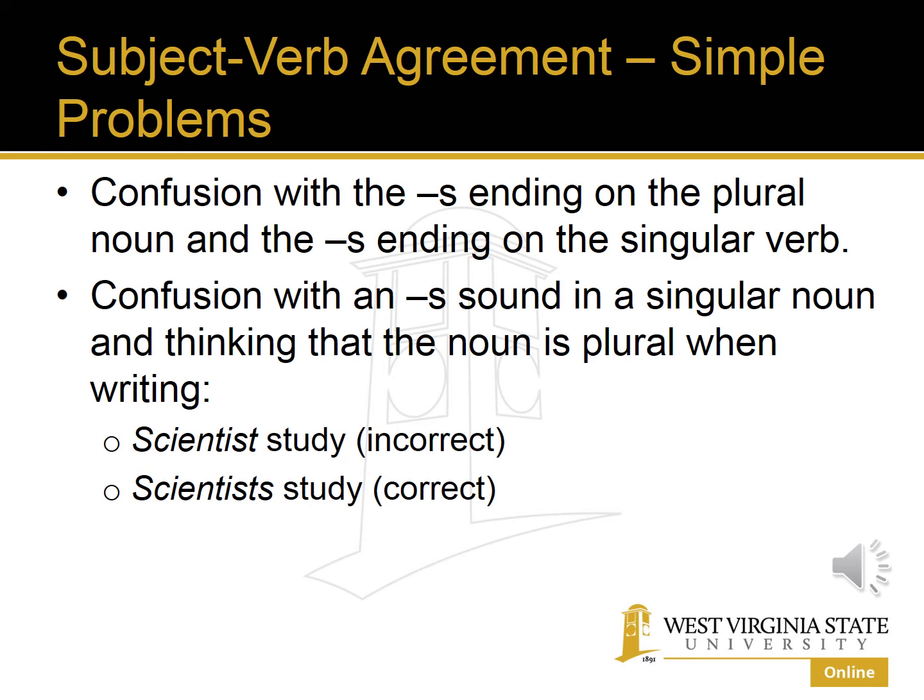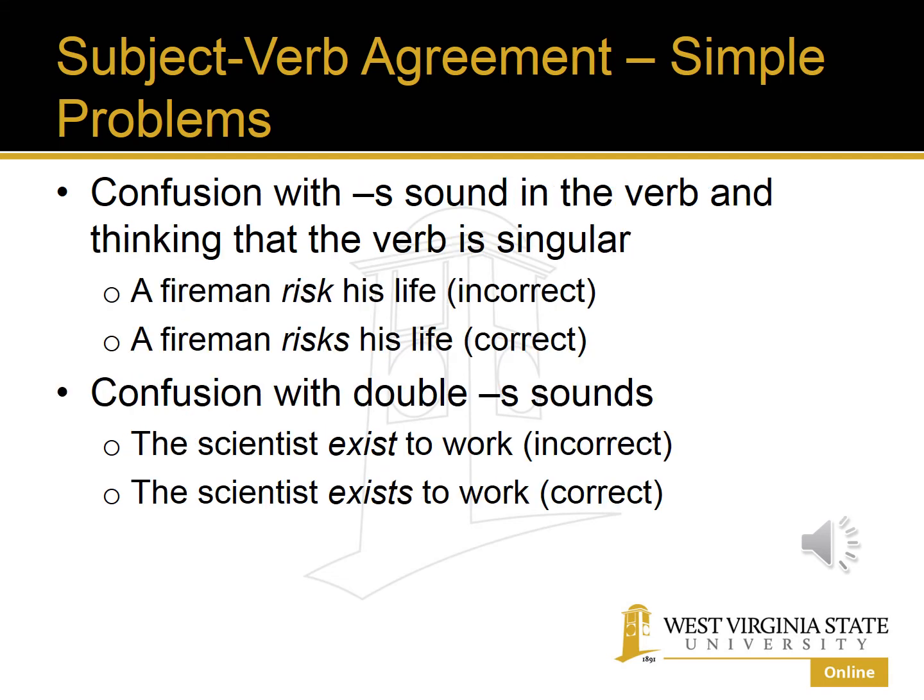So, for example, "scientists studies." That's incorrect. It's "scientists study." That's the correct form. Another problem is that some people get confused by an S sound in the verb and think that the verb is singular. For example, "a fireman risked his life." It should be "a fireman risks his life." Or there's confusion with double S sounds, such as "the scientist exist to work," which is incorrect. It's "the scientist exists to work."